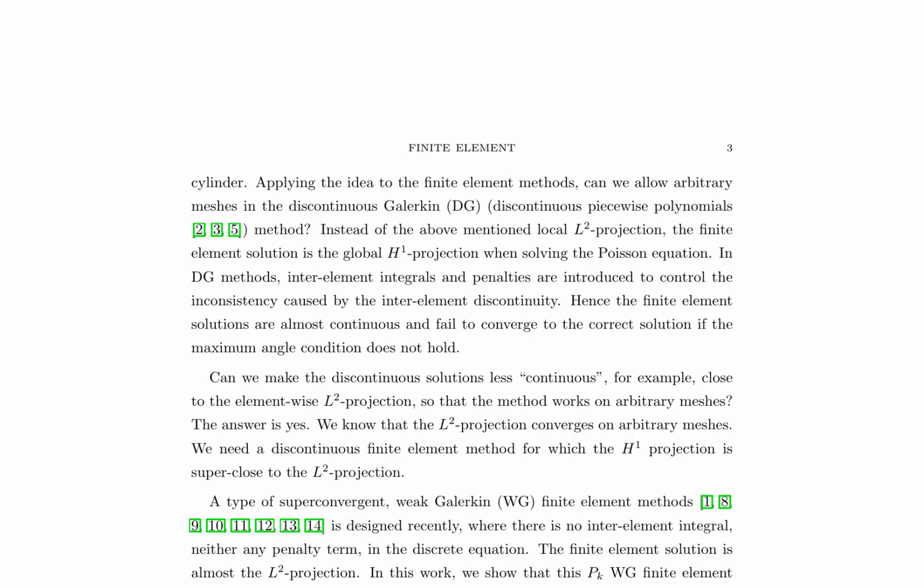The WG finite element space is defined as V_h = {v = {v_0, v_b}: v_0 ∈ L2(T_h), v_0|_T ∈ P_k(T), v_b ∈ L2(E_h), v_b|_E ∈ P_{k+1}(E), v_b|_∂Ω = 0}, where P_k(T) denotes the space of polynomials of degree k or less on T.